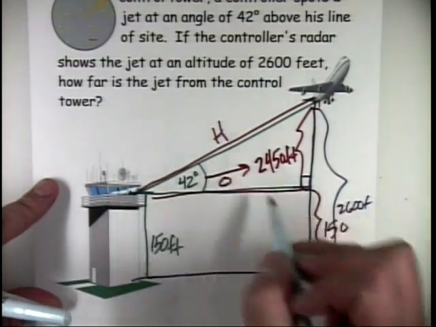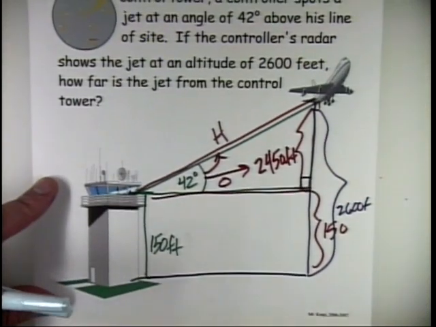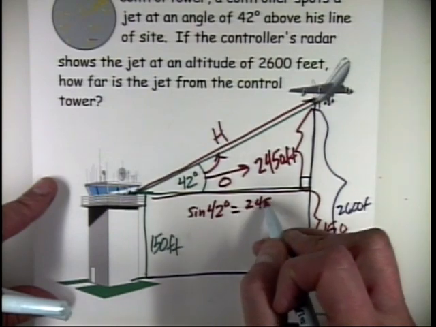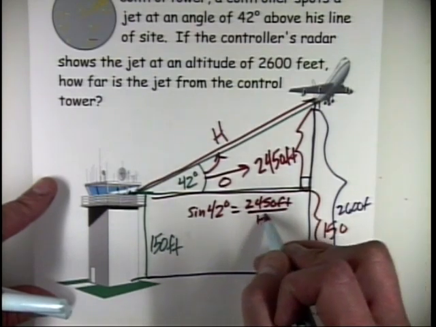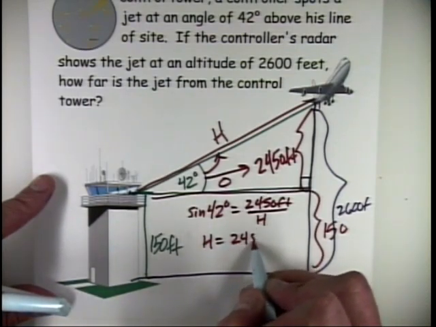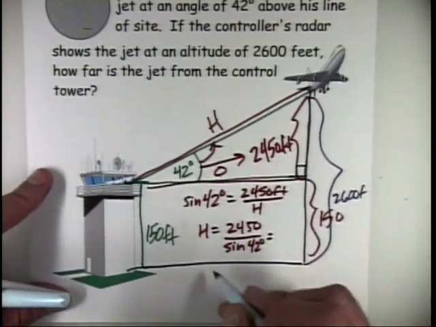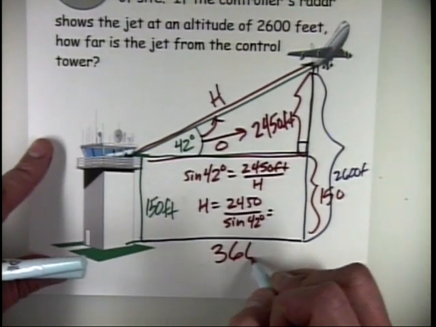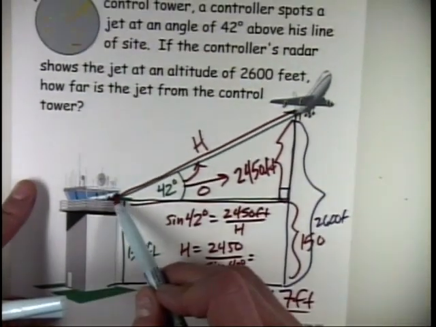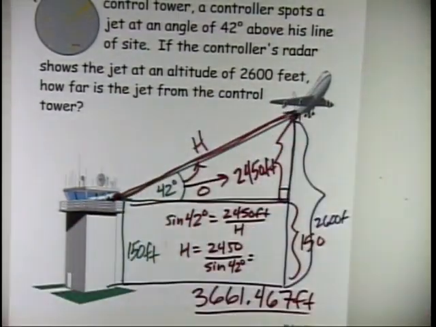This is the opposite in relation to 42, and I'm trying to find the hypotenuse. So O and H is sine. So sine of 42 degrees equals 2,450 feet over H. And if I solve this for H, I have to do a little bit more algebra, but I get H equals 2,450 divided by sine of 42 degrees. And if you do that, you get 3,661.467 feet. And that's basically the distance from the controller to the plane as the crow flies, or as the plane flies right through the air.